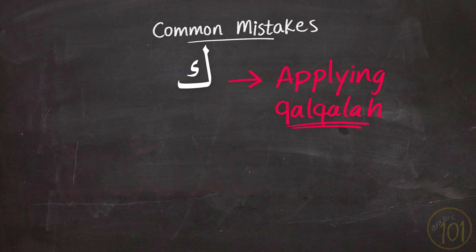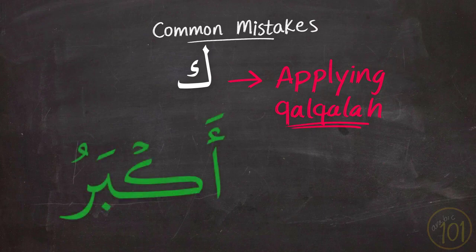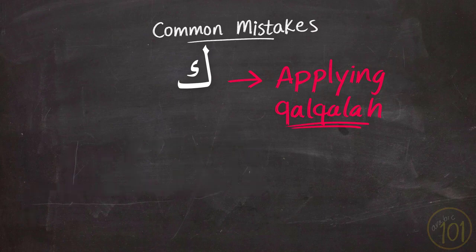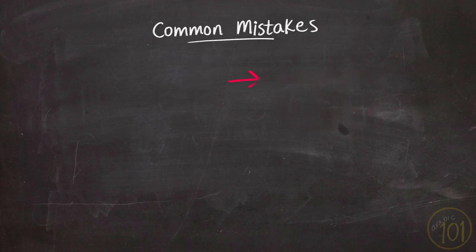There should not be any qalqala. However, it should be pronounced with hams, as we indicated before: akbar, فَأَهْلَكْنَاهُمْ. And we'll highlight hams even more when we start talking about the sifat of letters. So these were the two letters that belong to the deepest part of the tongue.